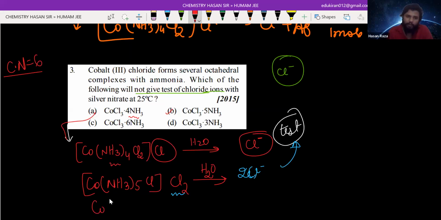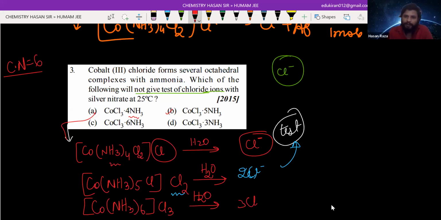Now the third one, Co. How many NH3 is there? 6 NH3. So 6 NH3 we will take first. After that, if there is space, then we will take chlorine. Now coordination number 6 is already complete, so 3 Cl are outside. Now you dip it in water, 3 Cl minus. So it will also show a positive test.